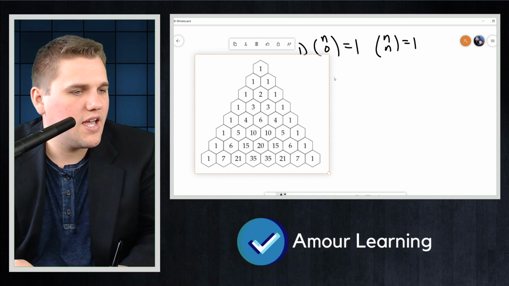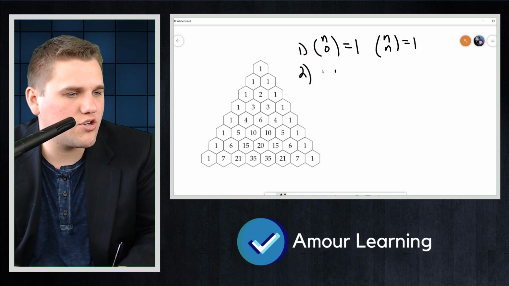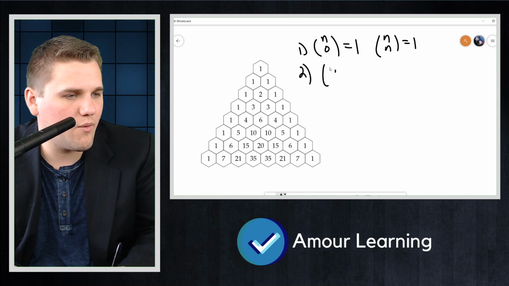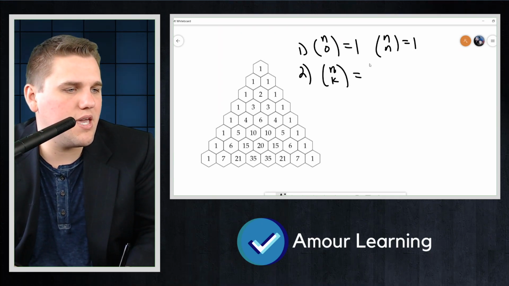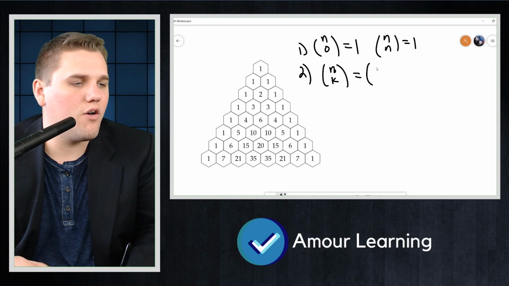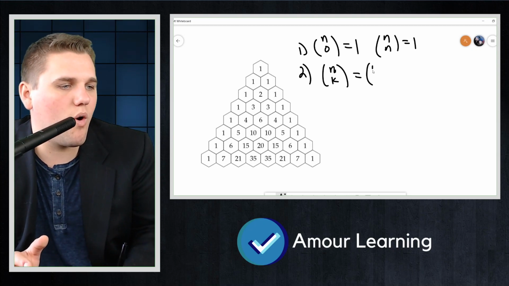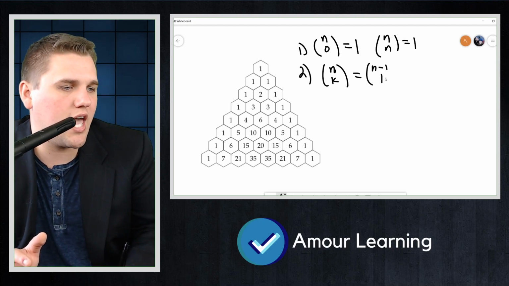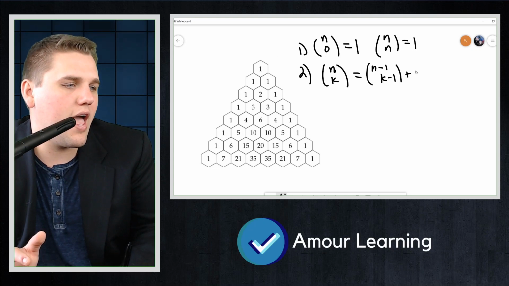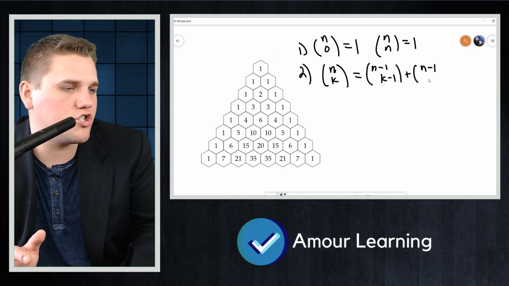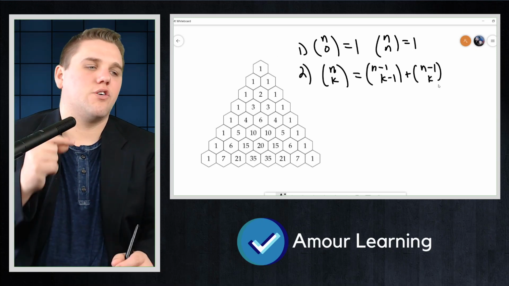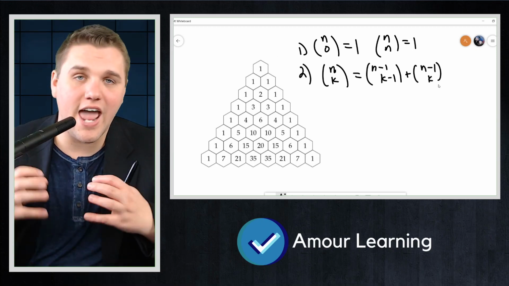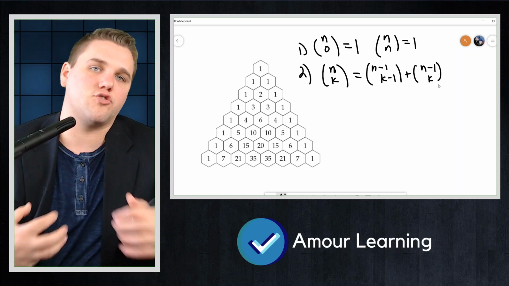That means that n choose k, let me make sure I get this right. There we go. N choose k is going to be, well, if we wanted to compute that, we would just look at the row above it. N minus 1 choose k minus 1, and add that with n minus 1 choose k. That was our second observation. So that is another way of saying that any entry is the sum of the 2 entries above it.